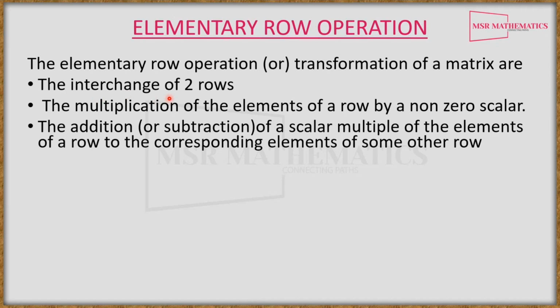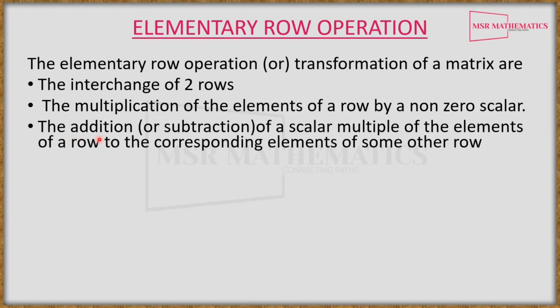The second one is the multiplication of the elements of a row by a non-zero scalar. Here they will give a 2 cross 2 matrix or 3 cross 3 matrix. In that matrix we can multiply by any scalar. That is, if we multiply any non-zero scalar with the matrix, the property is retained. That is the second property.